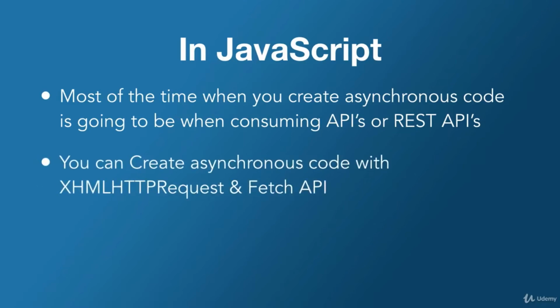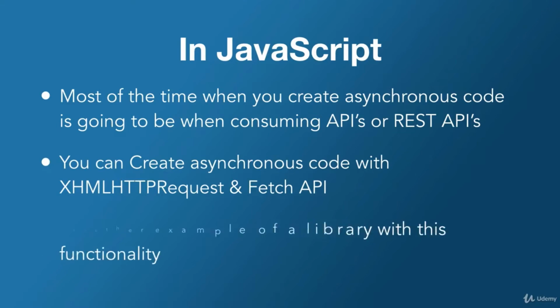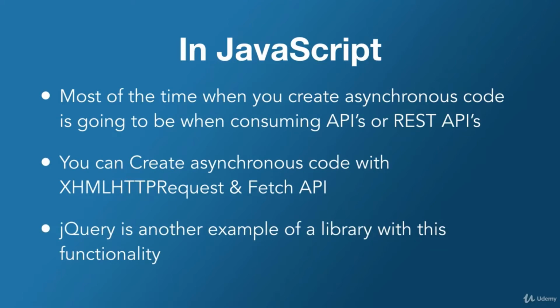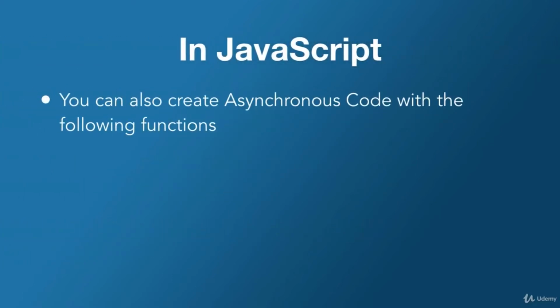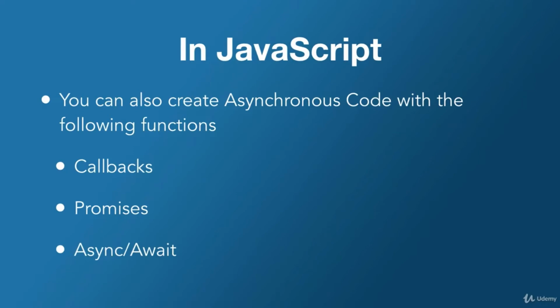You can create asynchronous code with JavaScript using XML HTTP request and the Fetch API. jQuery is another example of a library with this functionality, especially when you are using Ajax. And in JavaScript, you can also create asynchronous code with the following: callbacks, promises, and async await. So from here, we're gonna start working with asynchronous JavaScript. In the next video, we're gonna see what callbacks are. Then we're gonna start working with promises.